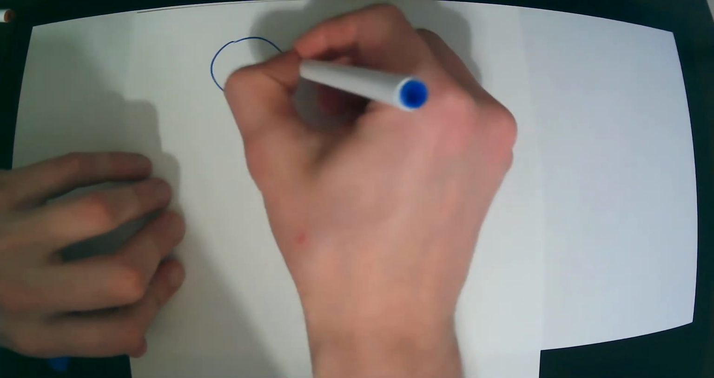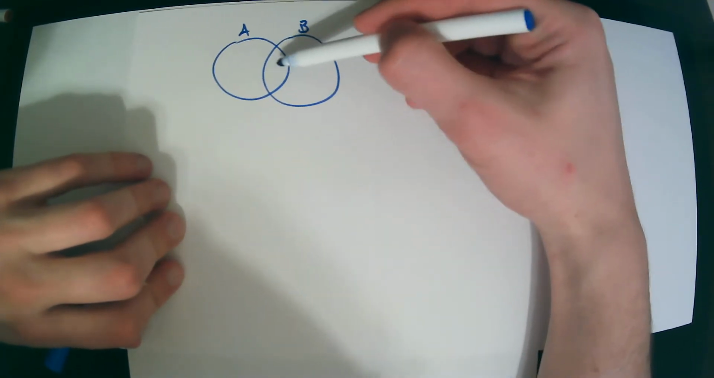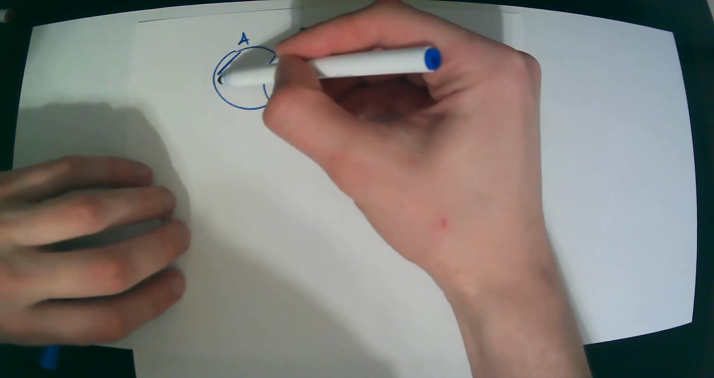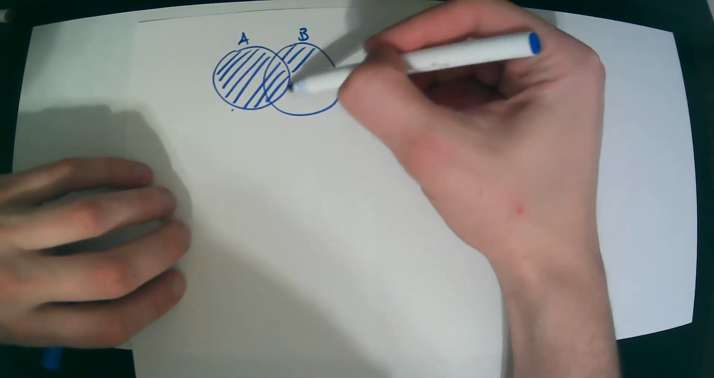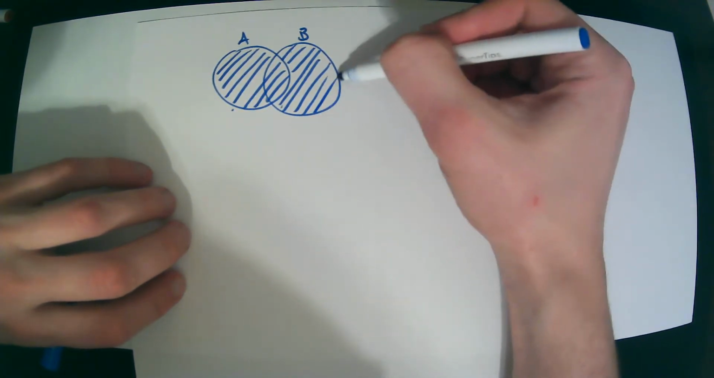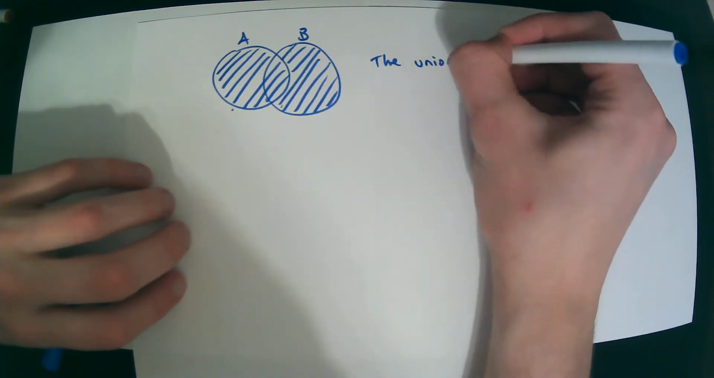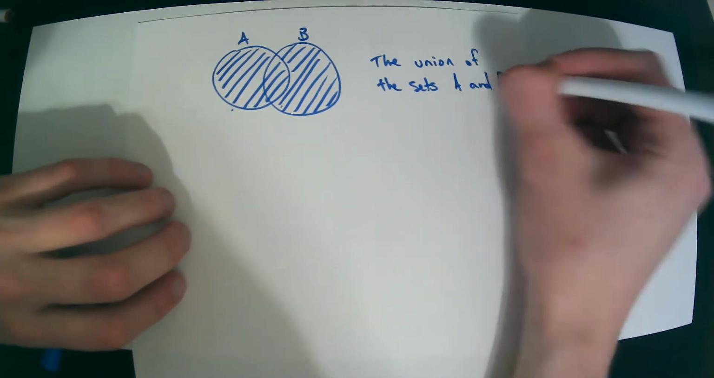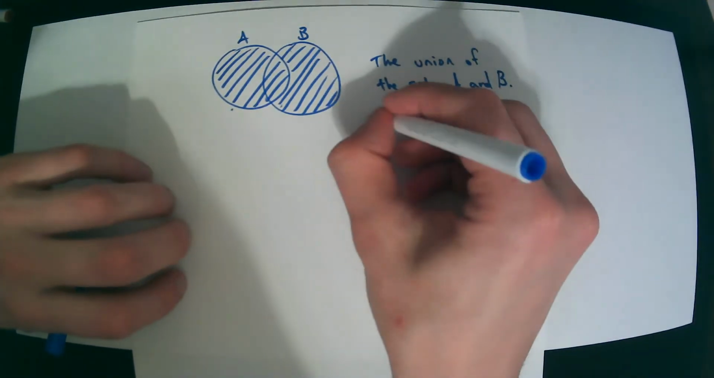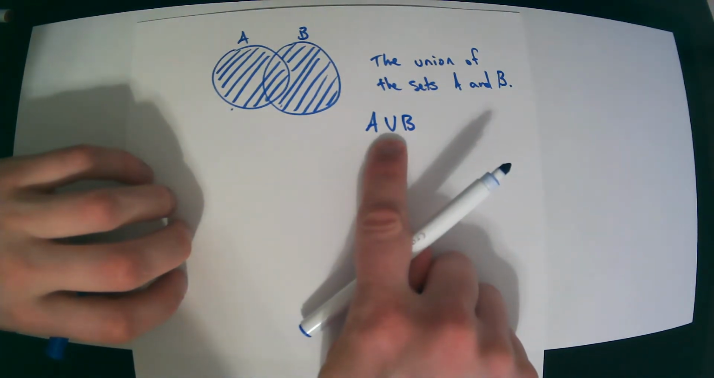So what if we have a situation with overlapping sets like this? I'll just call them A and B. But I don't want to talk about their intersection necessarily. I want to talk about everything that's going on inside of both of these sets. We call that the union, the union of the sets A and B. And we denote it with a capital U.